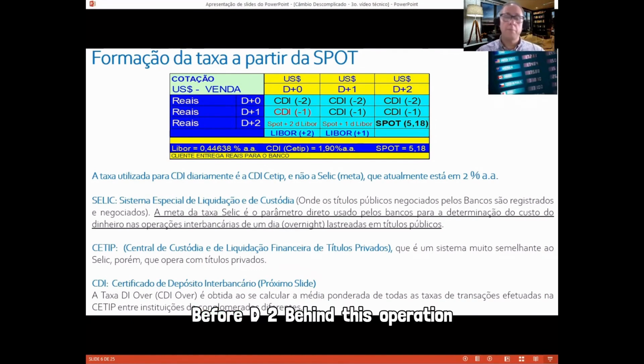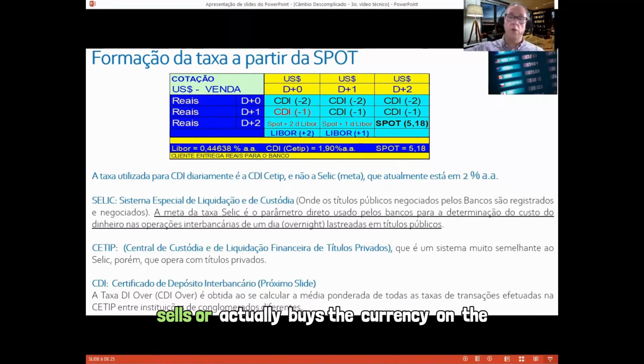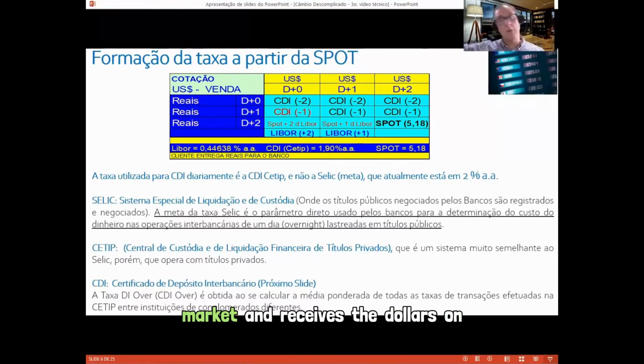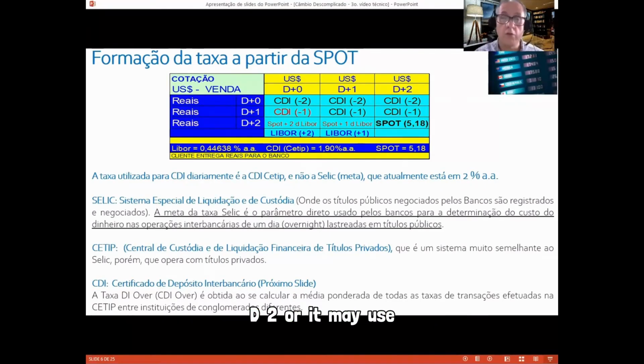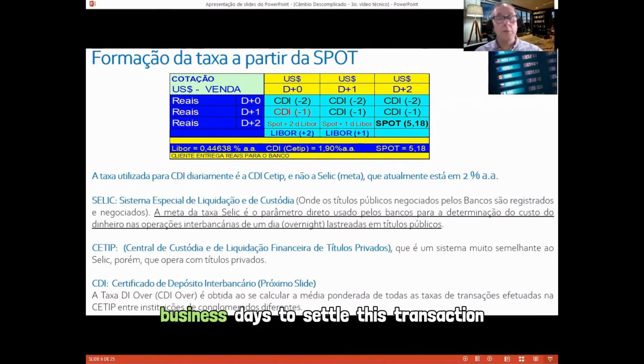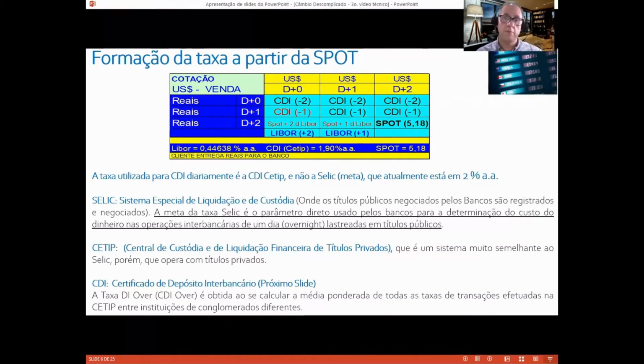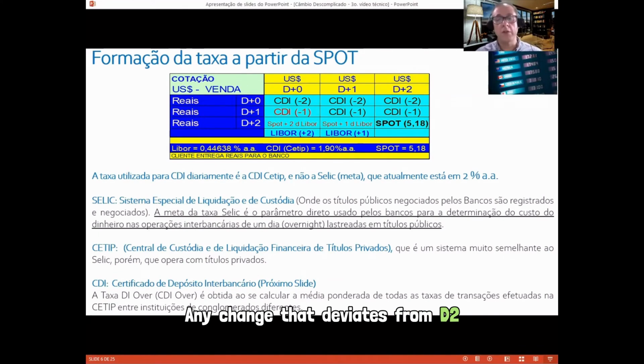Before D2, behind this operation, there may be an interbank transaction where the bank receiving your reais buys the currency on the market and receives the dollars on D2, or it may use its own cash reserves. The fact is it has up to 2 business days to settle this transaction. And that's because you can even request to settle on D1 or D0. Any change that deviates from D2 simply results in a change in the cost of the rate.